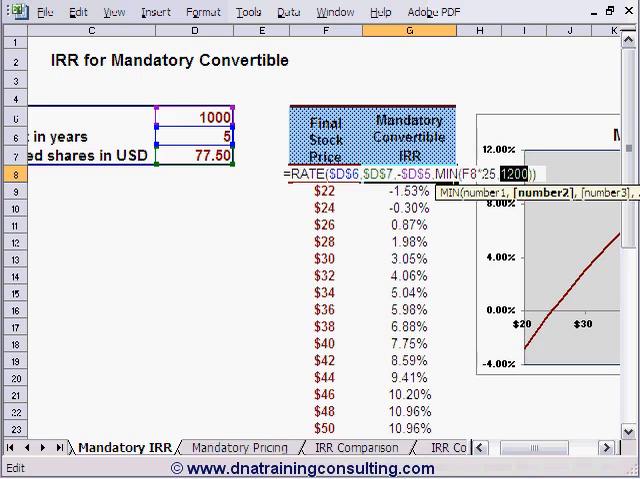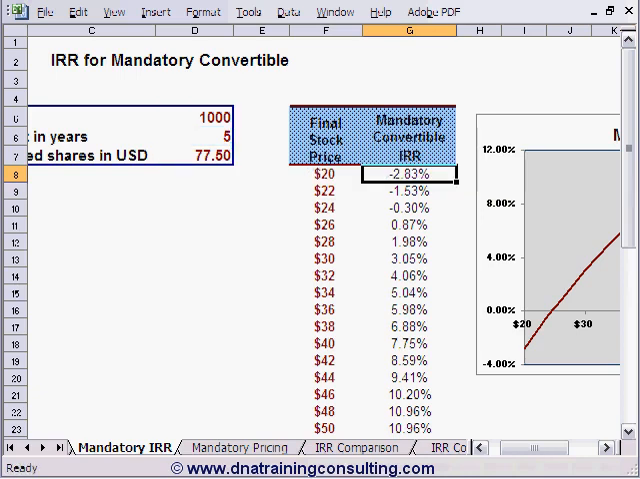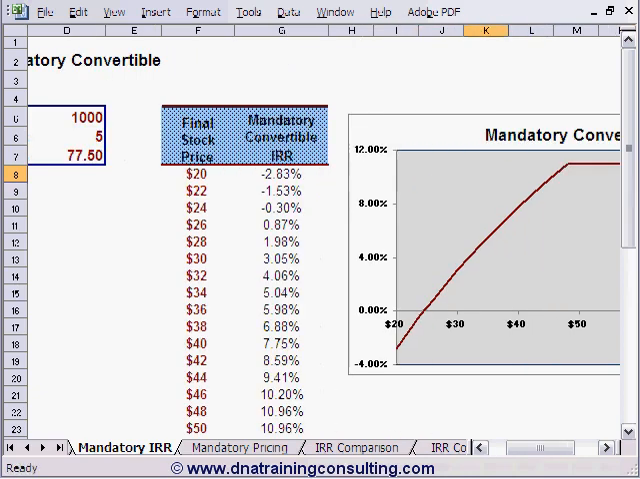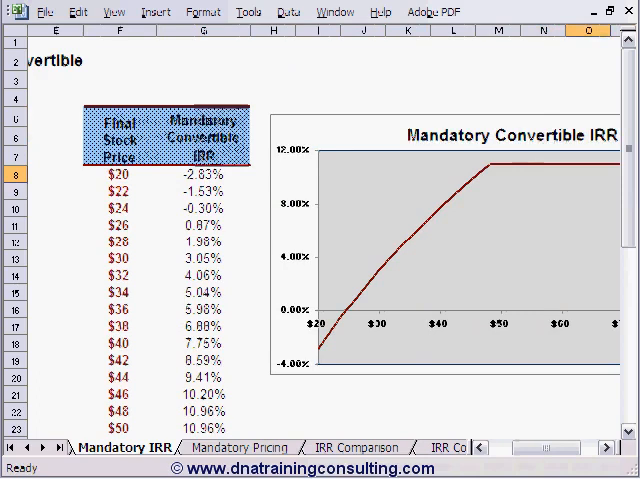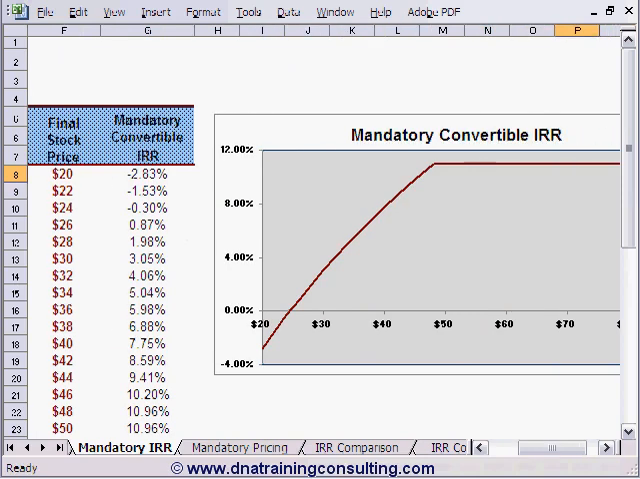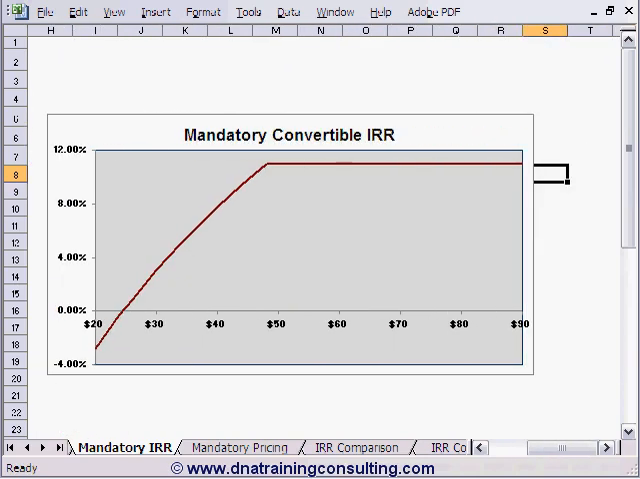This particular characteristic is what truly distinguishes this kind of convertible from earlier structures, and we'll take a minute or two to elucidate. But before we do that, please note immediately to the right of the table, as usual, we have plotted the IRR graph against the final stock price, and the cap feature is extremely well visible in the graph, of course.